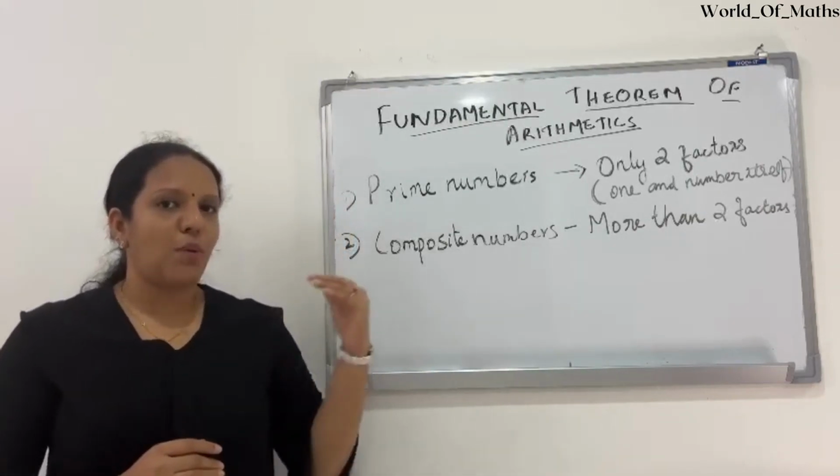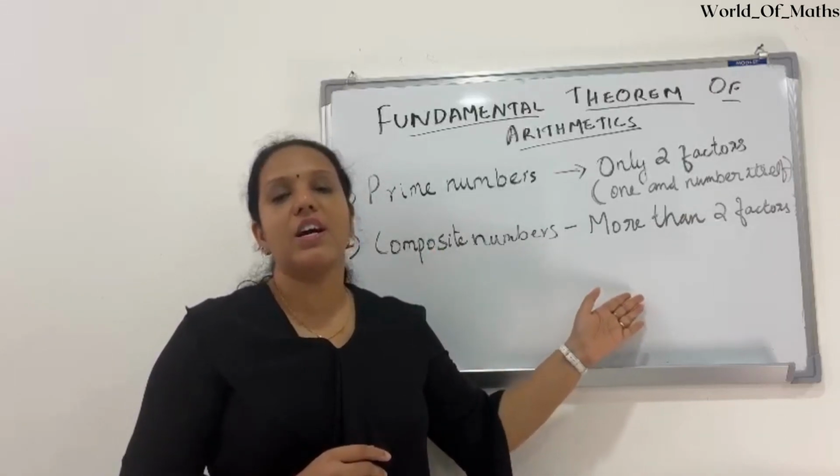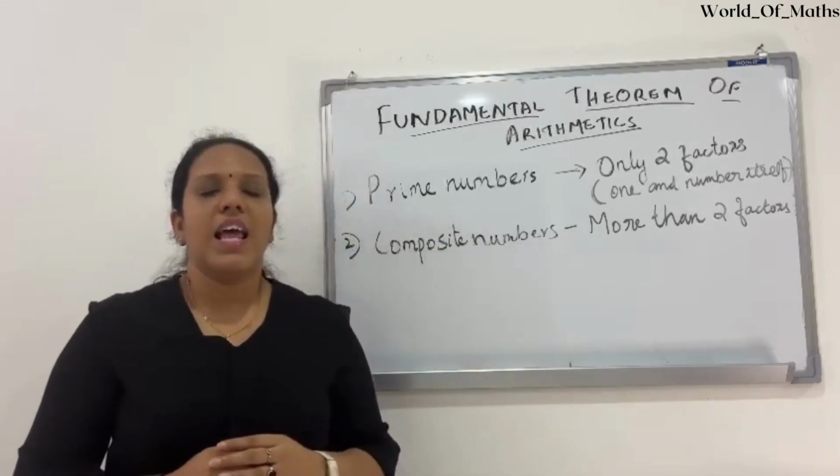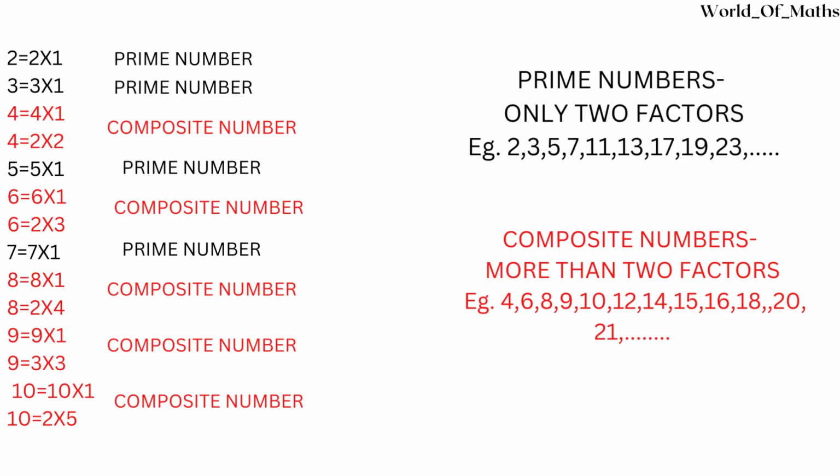And what are composite numbers? The numbers with more than two factors are called composite numbers. Let's understand this with a few examples. Let's look into the natural numbers from 2 to 10. Number 1 is considered neither a prime number nor a composite number.